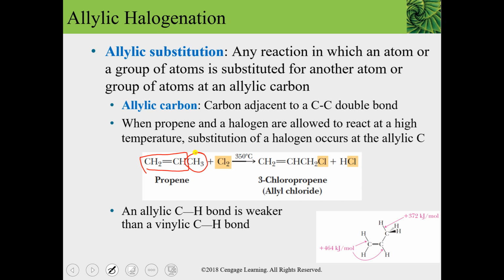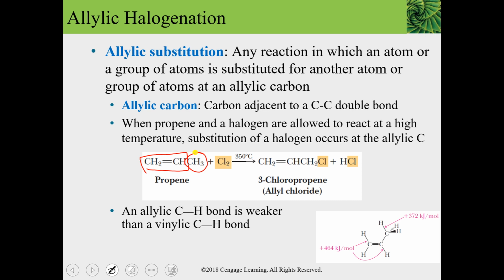So when we talk about allylic substitution, we're talking about a reaction where one atom or a group of atoms is substituted for something else. And it happens on the allylic carbon, not the double bond. The double bond still breaks, but the attachment is not on one of the carbons involved in the double bond. It's involved with the carbon next to the carbon with the double bond.